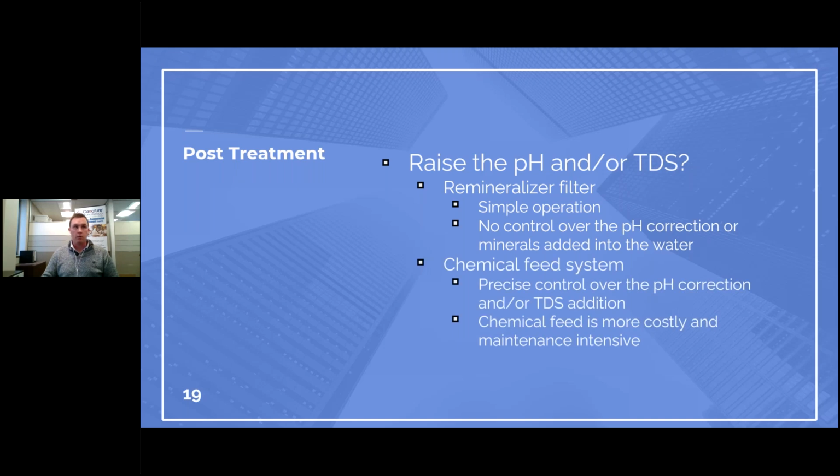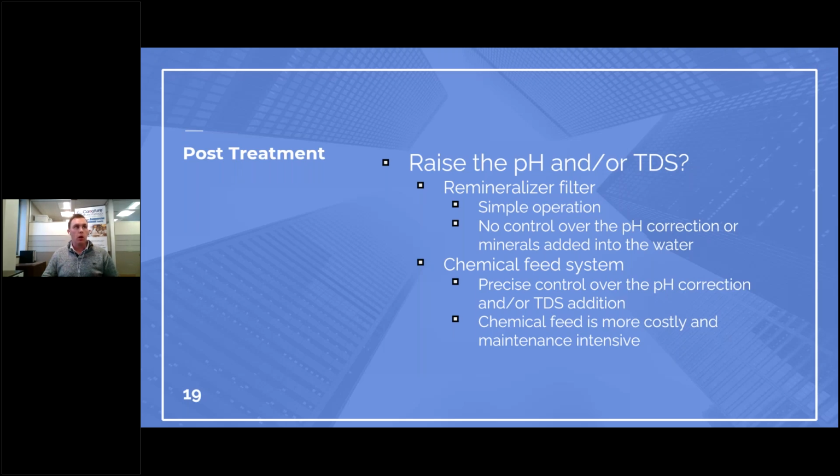You may want to go to a chemical feed system. There you can actually dial it in, so you've got precise control over the pH and/or TDS addition. So if you're looking to do both, then you can do both. If you only want to raise the pH, then you can add something like sodium hydroxide, which is going to raise the TDS only slightly, but you won't be adding any hardness back. Chemical feed systems are going to be more costly than the remineralizing filter, but once again, you get that control. So it's kind of the trade-offs. What do you want to do?